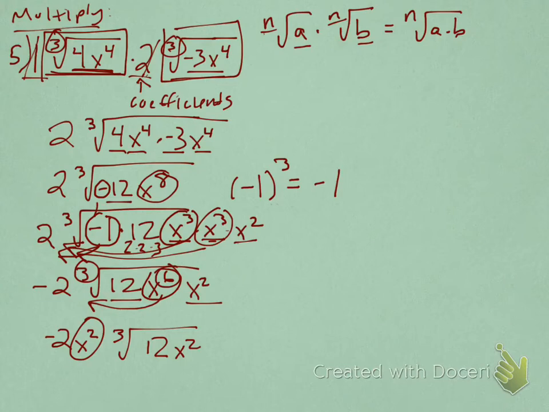But as long as I can write the exponent as a multiple of the index, I will be able to divide that exponent by the index to get the exponent that I'm going to have on the outside. So at the end of the day, it's negative 2x squared cube root of 12x squared. And I do realize that's a little bit tricky, so we'll take a look at another one or two.